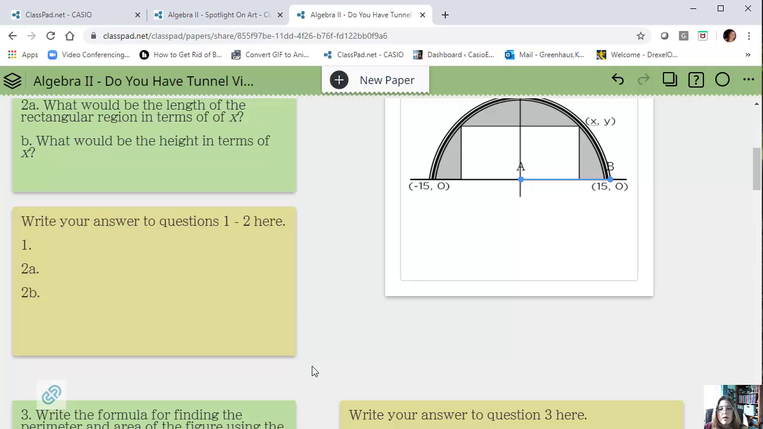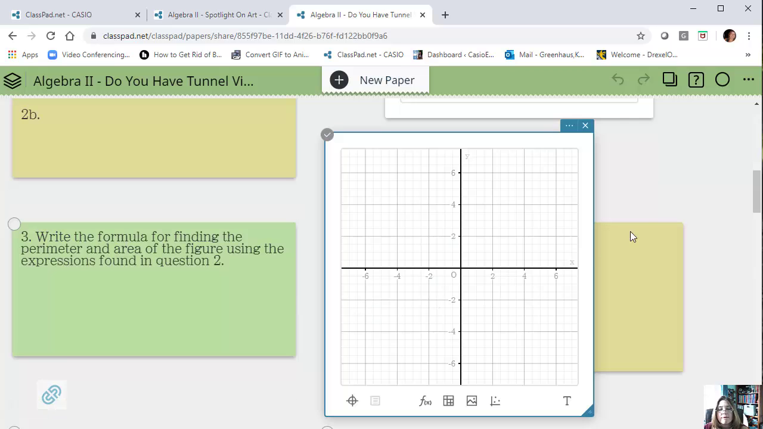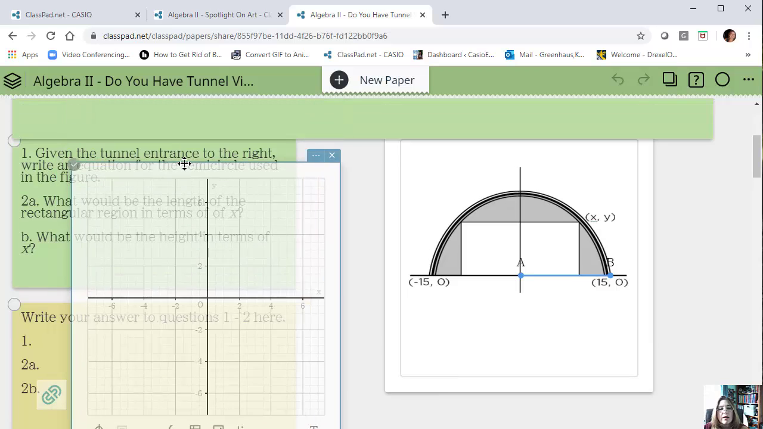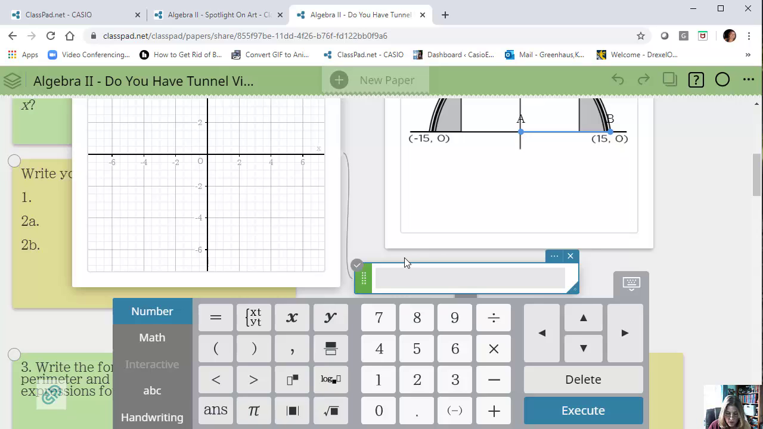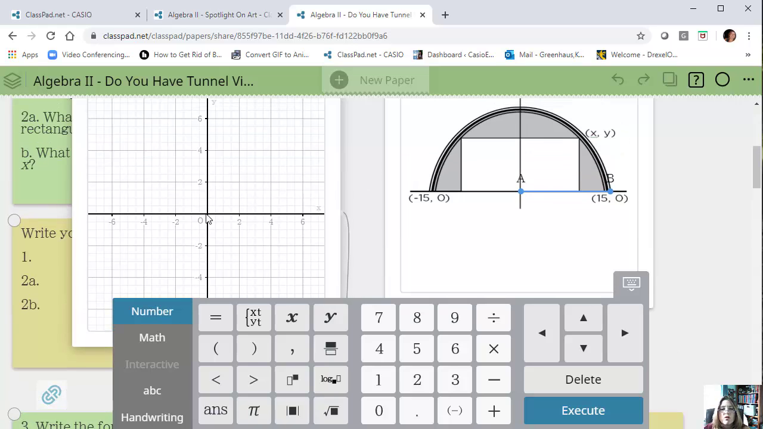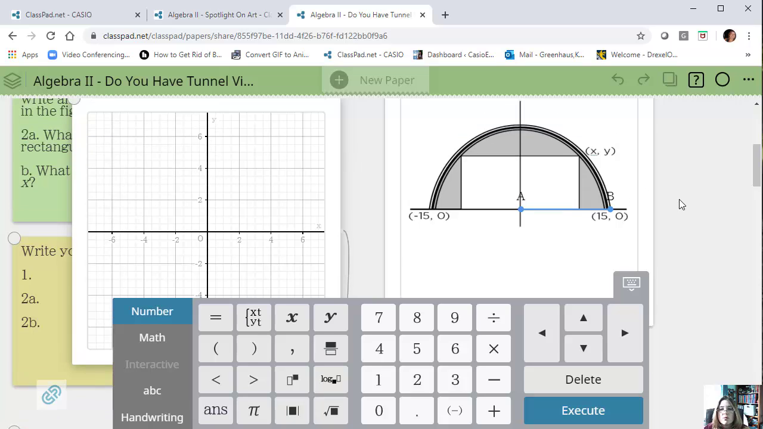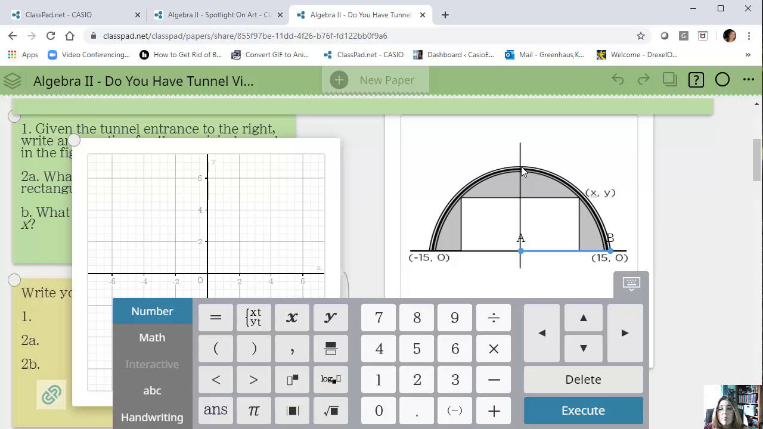I can pull up an equation sticky, a graphing sticky, I should say, and try to make an equation that matches this situation, right? So I know that it's the equation of a circle, but I only want half the circle. So which half of the circle do I have? So here's the equation, the radius is 15 squared. But then I want to think about, I only want the top half of it. So that means I really only want range values from 0 to, well, what is this? 0 to 15 up here.